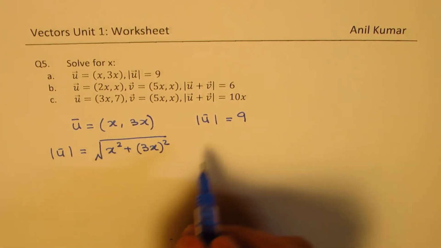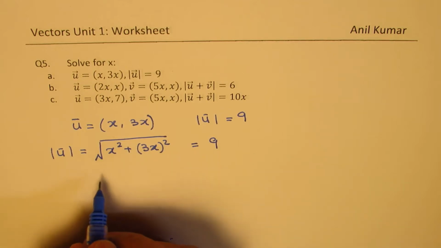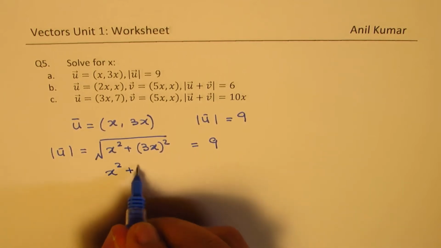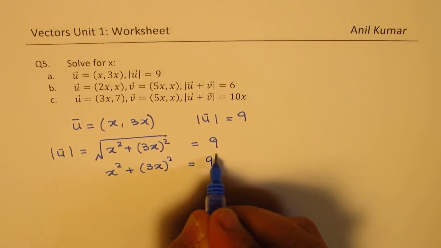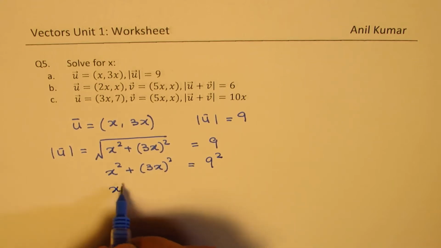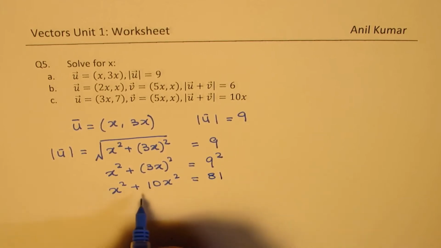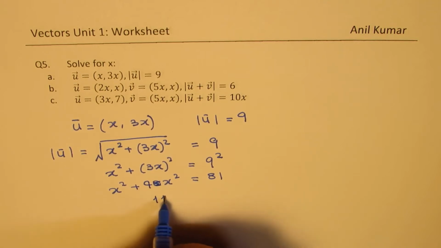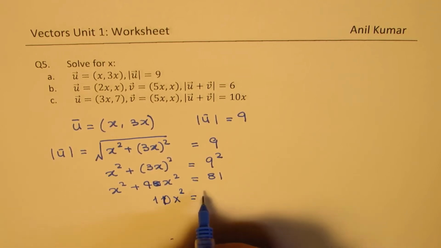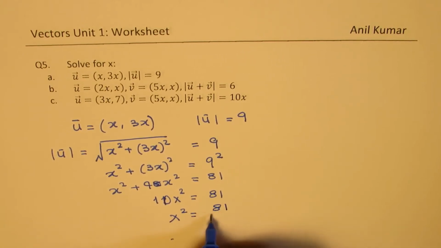Now this magnitude is given to us as 9. So we can equate this to 9. And now we have an equation in x which can be solved. So let's square both sides. So we get x squared plus 3x whole squared equals 9 squared. So that is x squared plus 9x squared equals 81. So this is 9 plus 1, 10x squared equals 81, or x squared is 81 over 10.